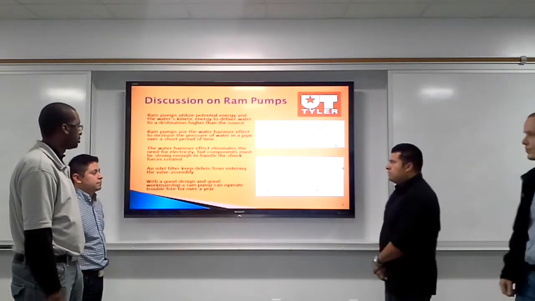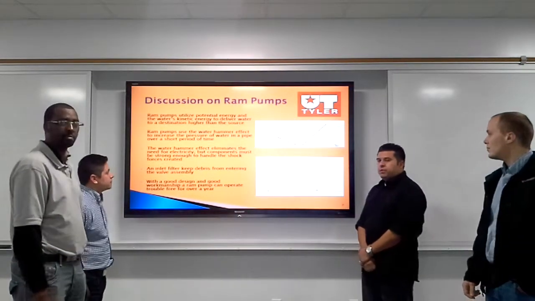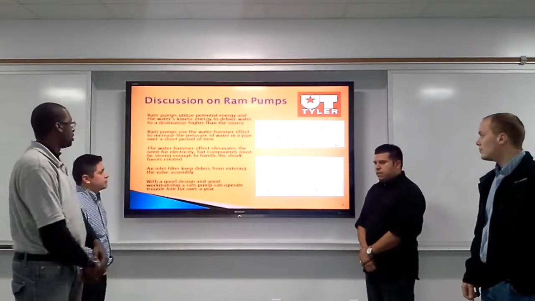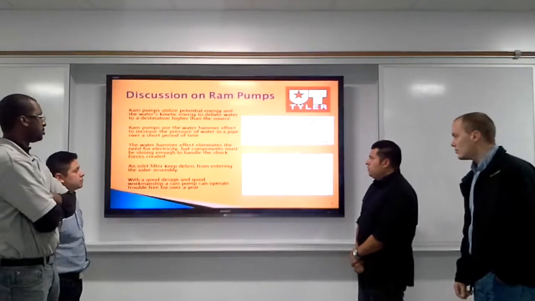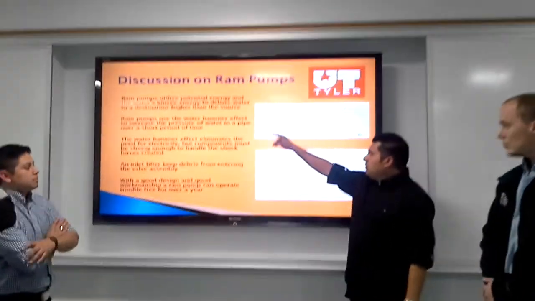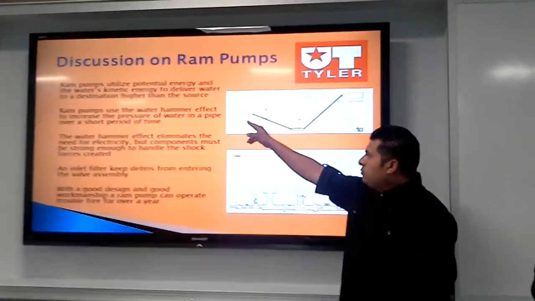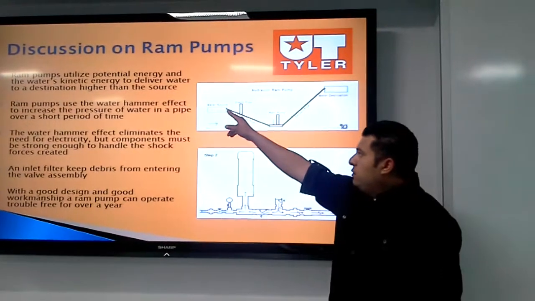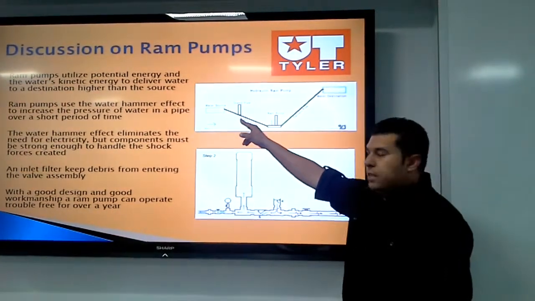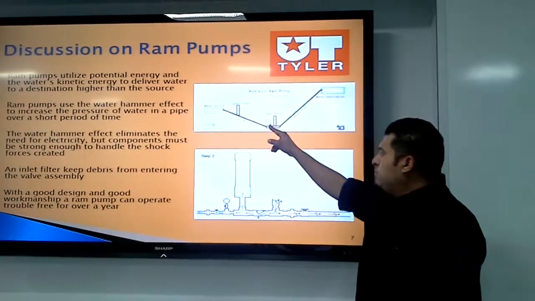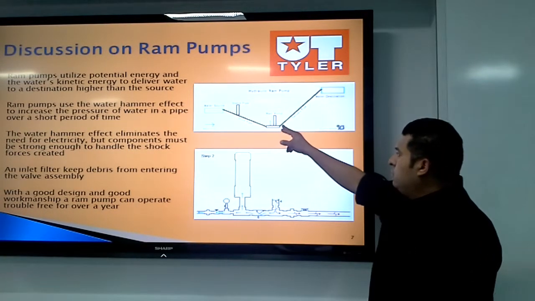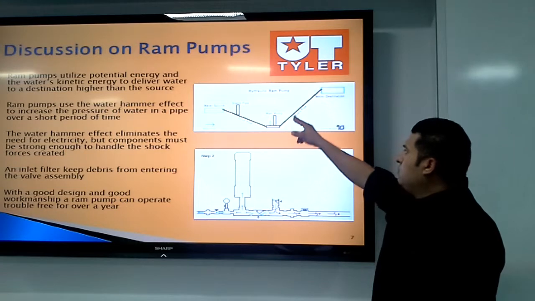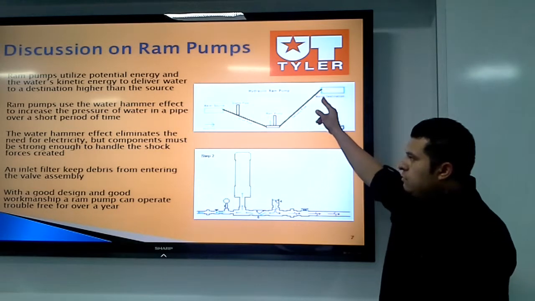As previously mentioned, ram pumps utilize potential energy and kinetic energy to drive the water to a higher elevation. Here we see the source of water with potential energy delivering the water through the dry pipe, building kinetic energy to the ram pump. The ram pump then adds additional head to the water to deliver the water to a higher destination.